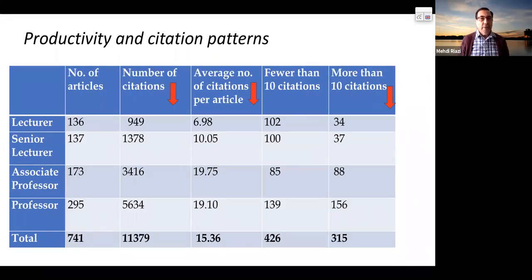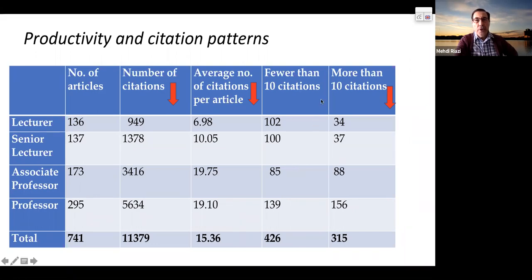Related to citation pattern, again, what we have in this table is the number of articles based on academic ranks and then the number of citations. Again, we can see that the number of citations increases as we move from lecturer to professor. And this is more represented in the average number of citations per article: 6.98 for lecturer, but 19.10 for professors. So implicitly, perhaps, the more articles, the more citations.